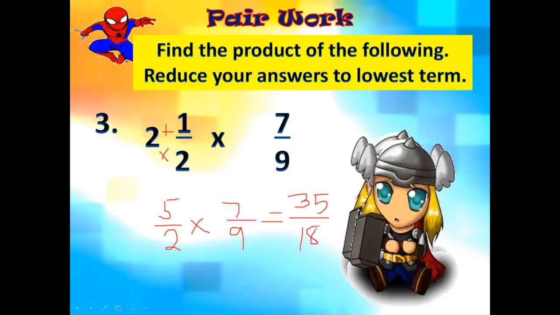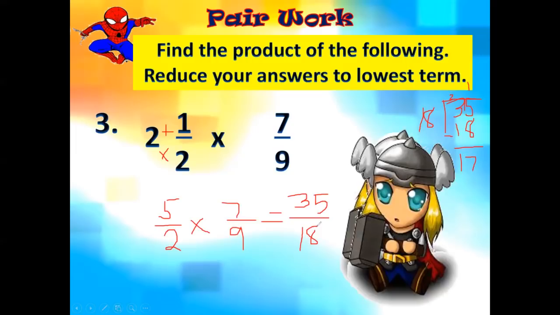Again, it's an improper, so we need to divide it to simplify. So 35 divided by 18. Okay, so 35 divided by 18 is 1. 1 times 18 is 18. 35 minus 18 is 17. Okay, so borrow 1 from 3. So 3 will become 2. 5 will become 15. So 15 minus 8 is 7. 2 minus 1 is 1.